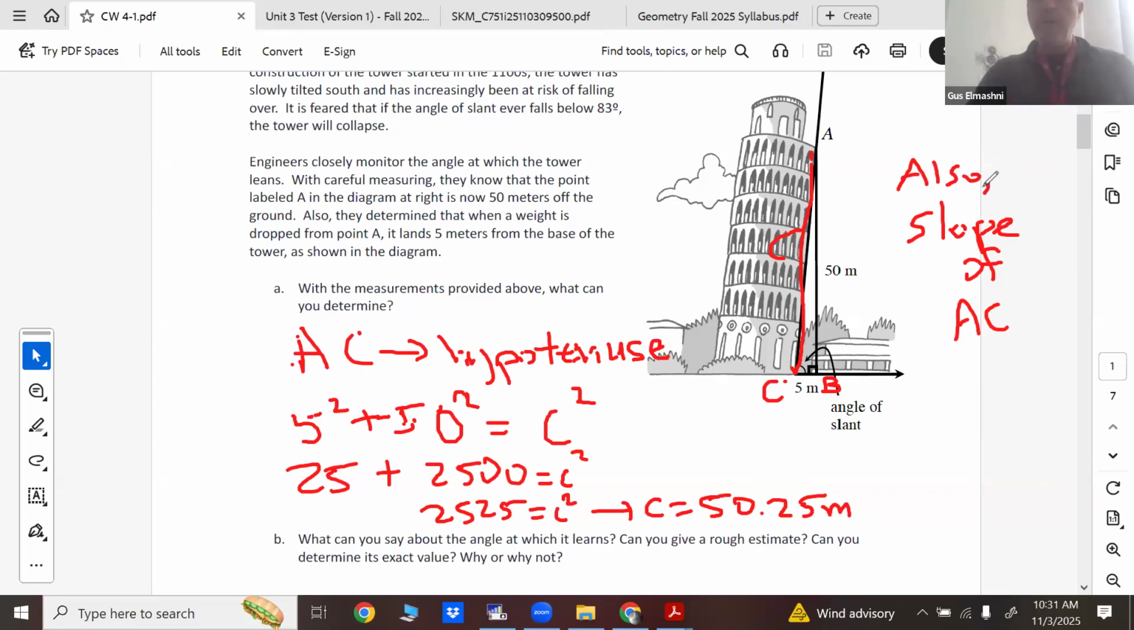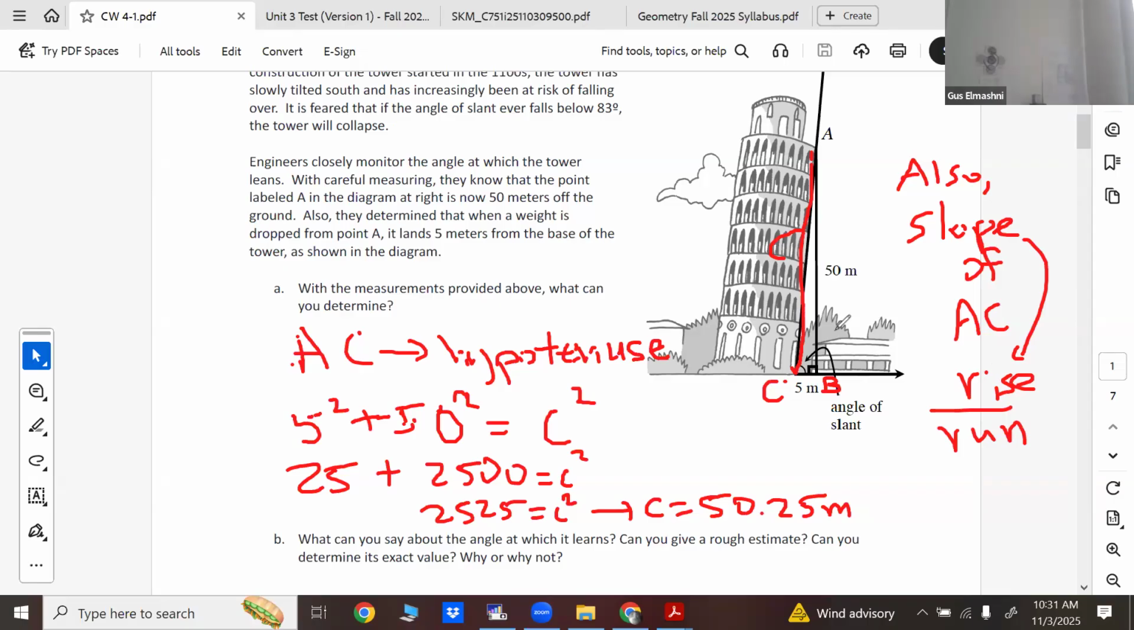So the slope. Remember how to find slope? What's the formula for slope? That's the equation of a line, but how about M? How do you find M? That's right. Rise over run. So if I think about it, if I start over here, how far do I rise and how far do I run?